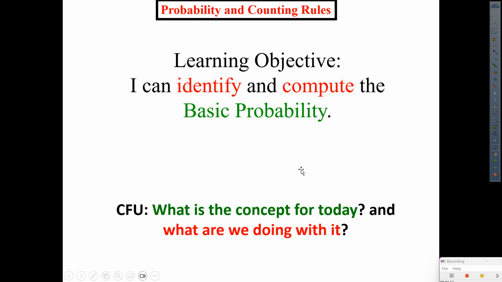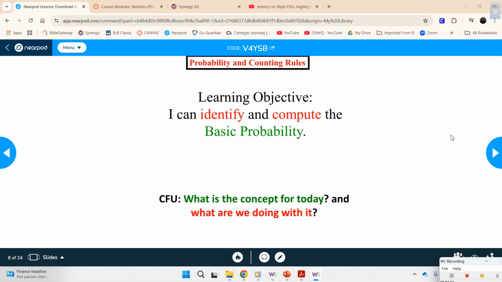All right, then get a Cornell note ready. I'll give you some time. Copy and go. All right, here we go. I can identify and compute basic probability.